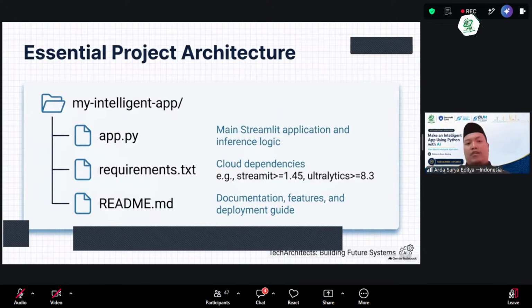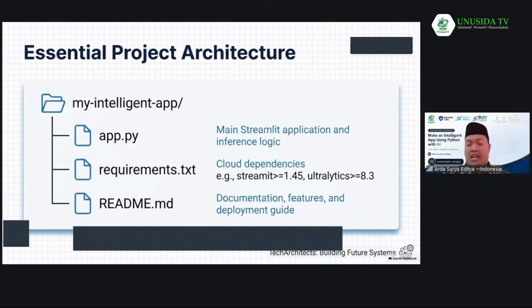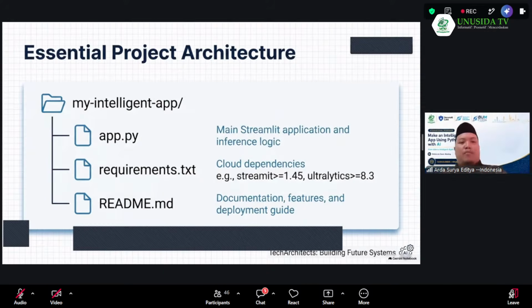The next one is requirements.txt. It must be in here because requirements.txt will be executed on the Streamlit cloud. Whatever libraries and frameworks you use, you must write down in the requirements.txt. And readme.md is for the information for someone who accesses your GitHub account and your project, that tells the user what the project is.